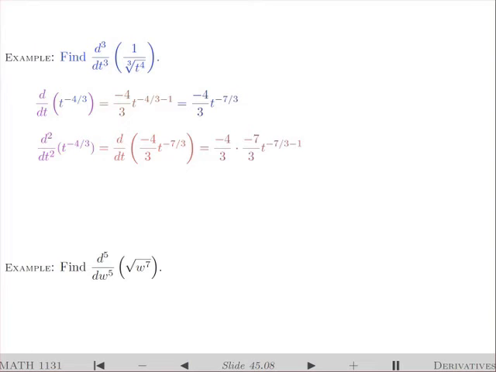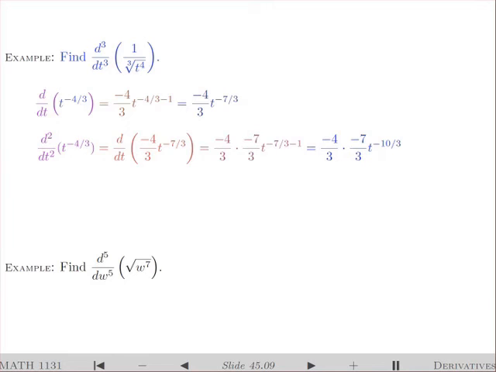I'm not going to do the multiplication in front because I want to illustrate a pattern that occurs in situations like this. But let's simplify the exponent. Negative 7 thirds minus 1 is negative 7 thirds minus 3 thirds, which is negative 10 thirds. The product in front, negative 4 thirds times negative 7 thirds, is still a constant. There is no variable in it. So I can treat it as a constant factor when I'm differentiating.